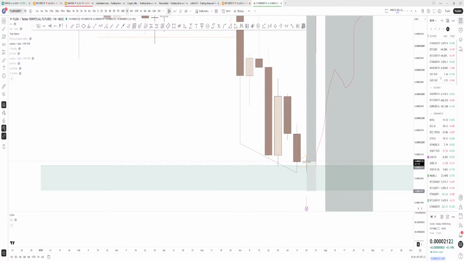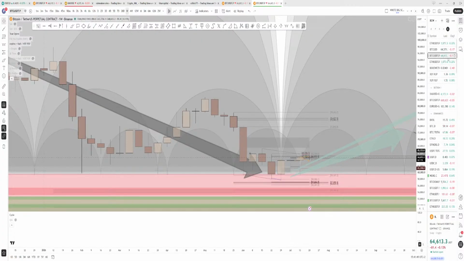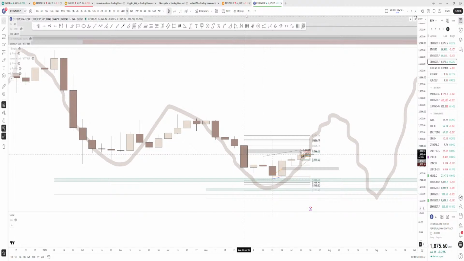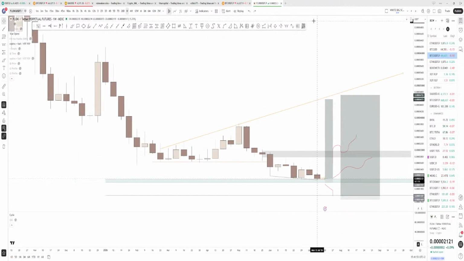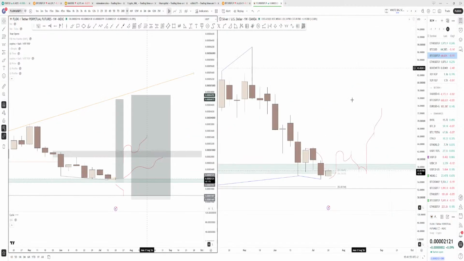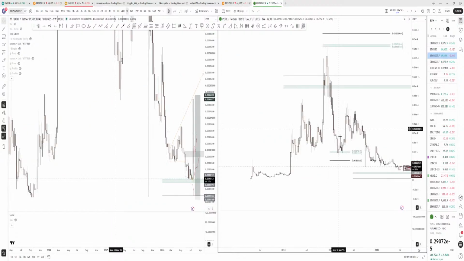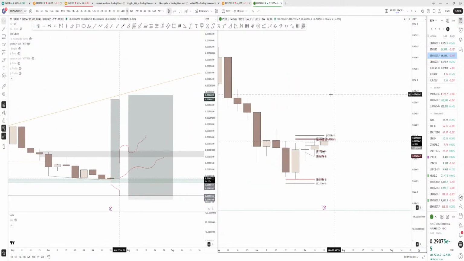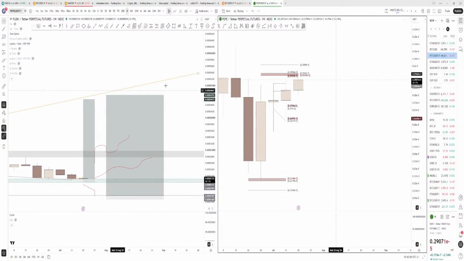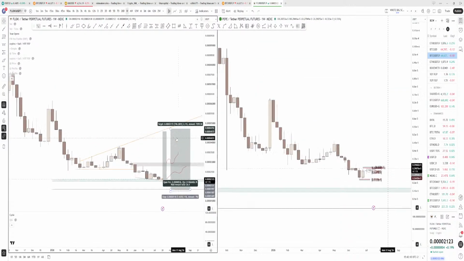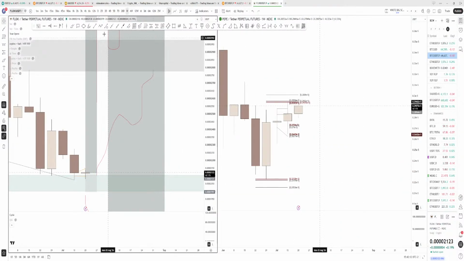Let me check if there's an SMT within some other coins. Maybe we could possibly use Pepe for this. Now that I'm thinking of it, because they are congruent assets at this moment, and we are trying to short this. Yeah, there's an SMT. Let me scroll like this.